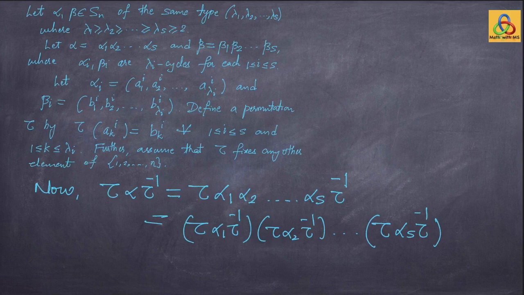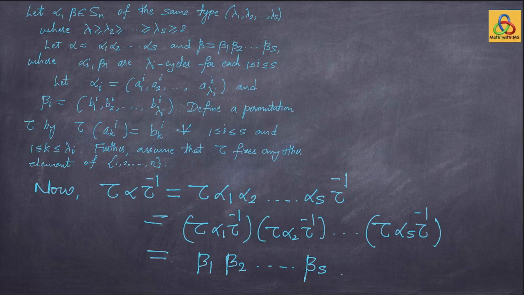So therefore this is just same as beta 1, beta 2 and so on up to beta s. So we have shown that if alpha and beta are two permutations which are of the same type, then they are conjugate to each other. And we have already shown that two permutations which are conjugate to each other are of the same type. Thus two permutations in Sn are conjugate if and only if they are of the same type, and therefore each conjugacy class determines a unique partition of n.